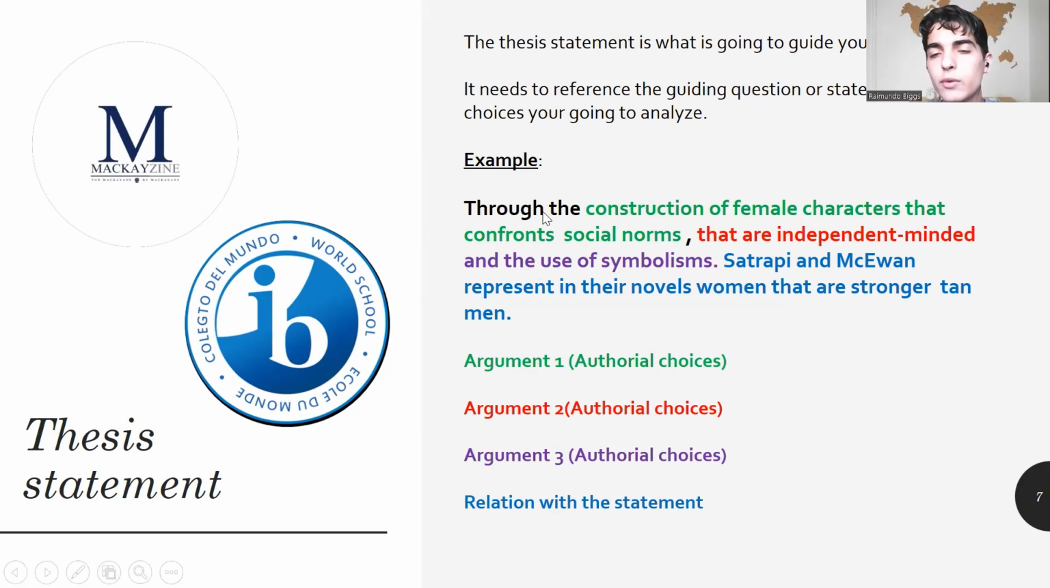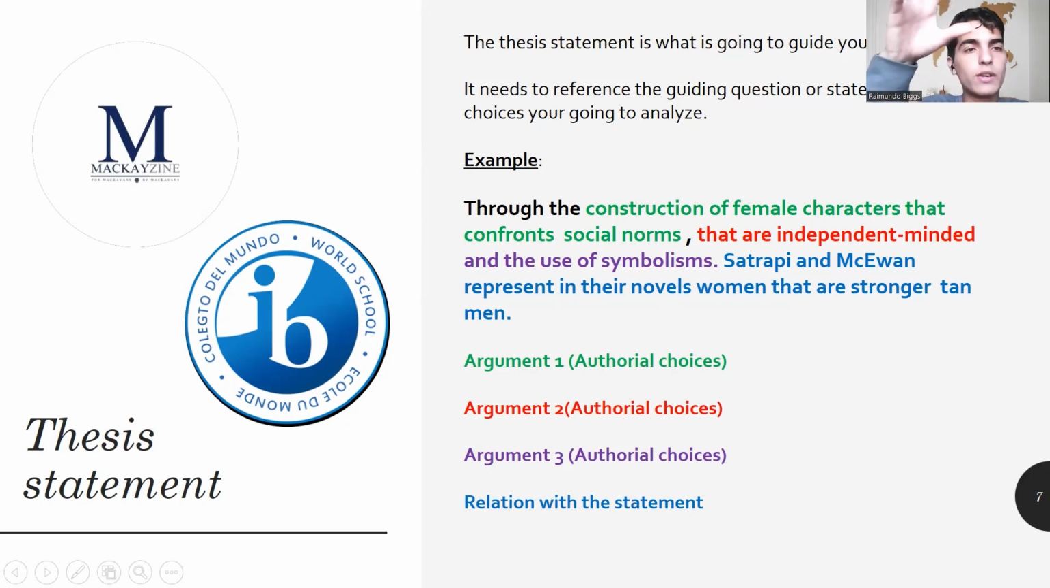So through the construction of female characters that confront social norms, that are independent-minded, and the use of symbolisms like, for example, the veil in Persepolis, Satrapi and McEwan represent in their novels women that are stronger than men. So that is the relationship with the state.